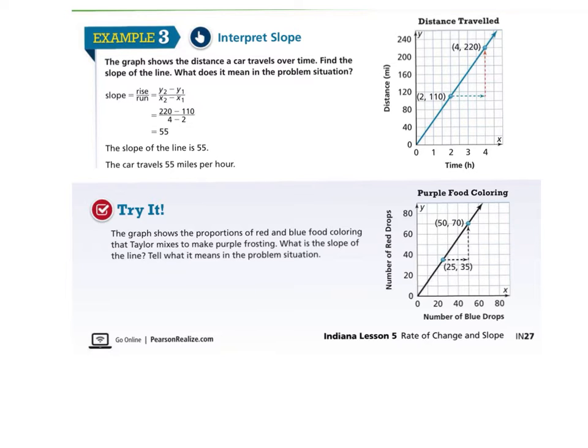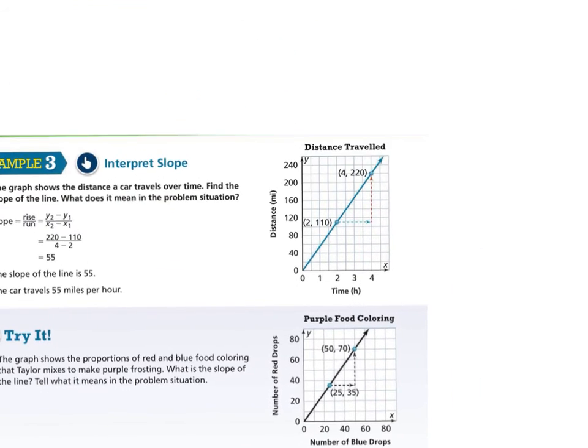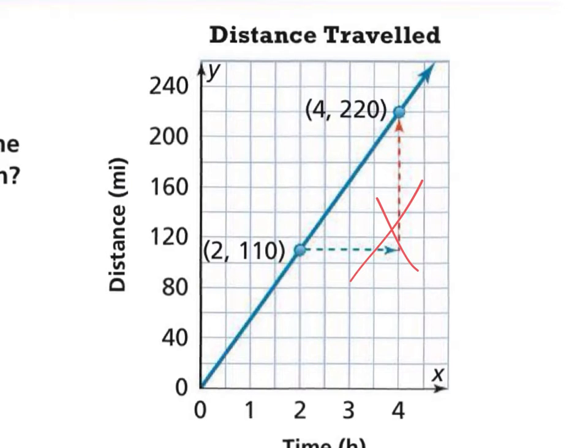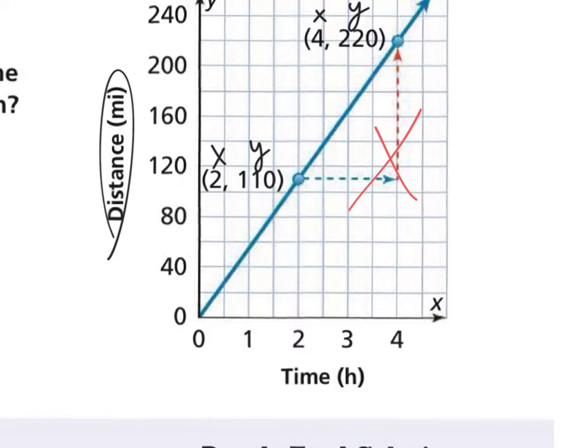Example 3, the graph shows the distance a car travels over time. Find the slope of the line and what does it mean in the problem situation. So they've kind of noted a couple points on the line here. 2, 110 and 4, 220. This is a distance traveled. If you look, this is the distance in miles. This is the time in hours.